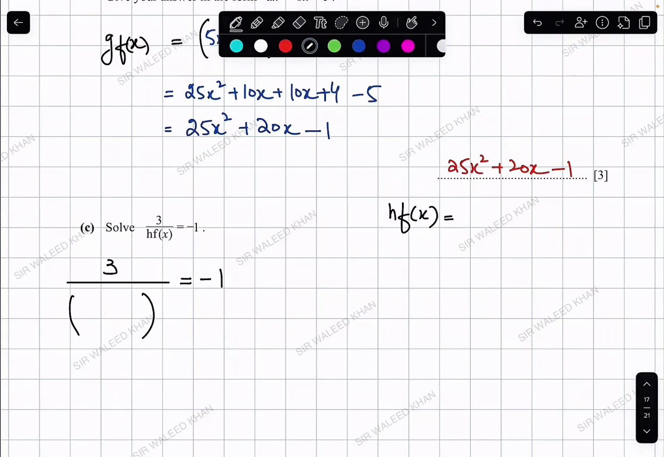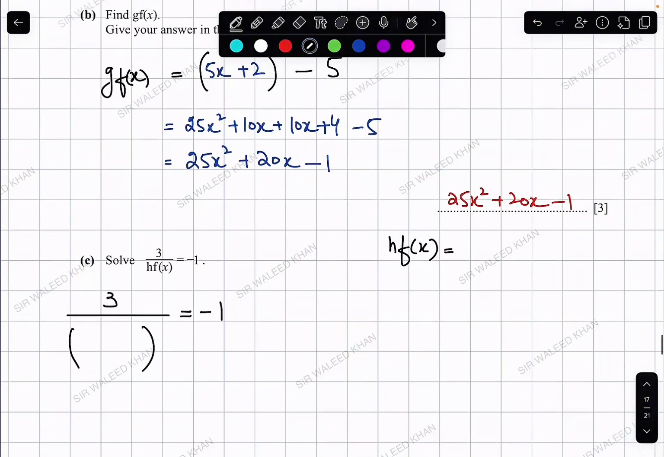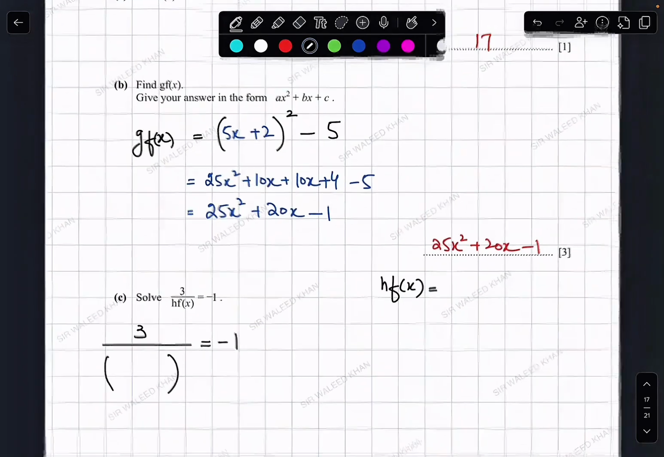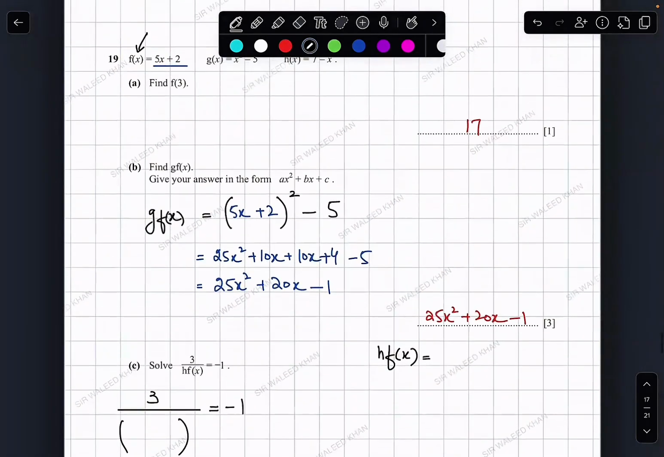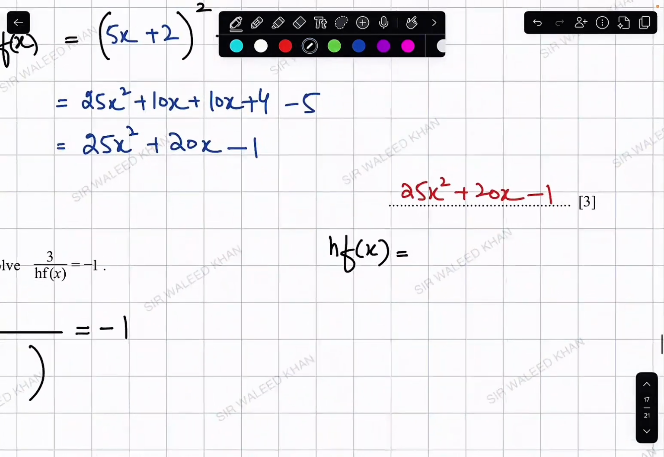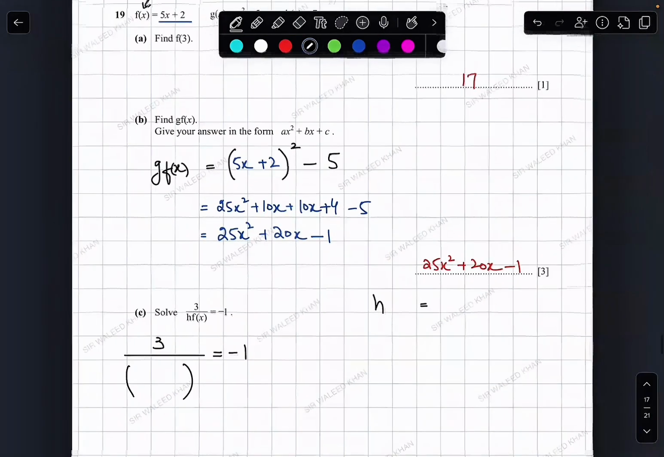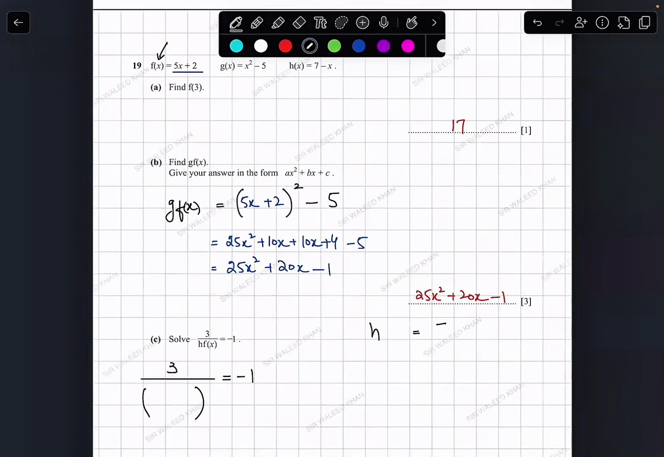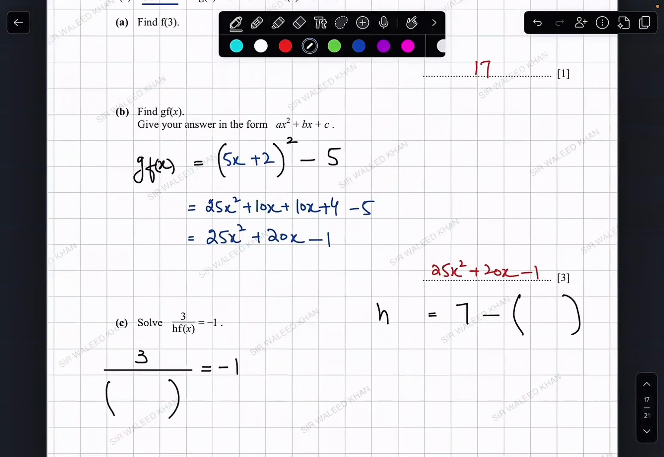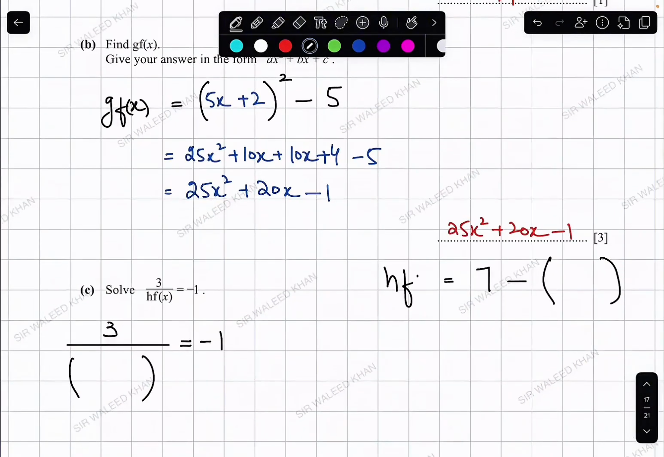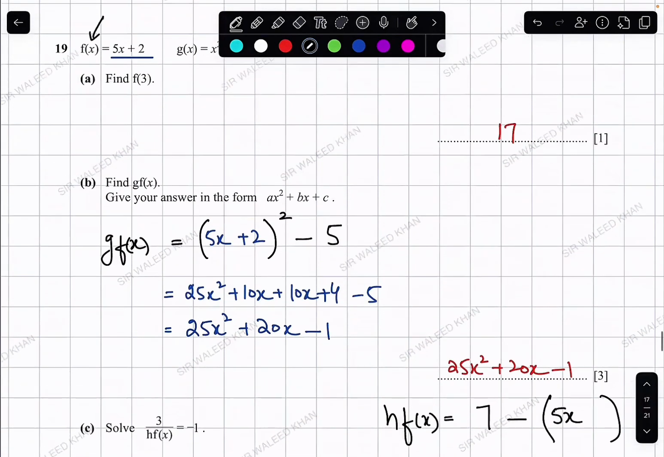That way your working will be neat enough if you do it separately, and you yourself won't be confused much. So h of f of x, again, the same thing. I'm going to write the function of the first letter. The function of the first letter is 7 minus x, and I'm going to leave a space for x, the input. And the second letter, f of x, will go as the input into this function. So that will be 5x plus 2.